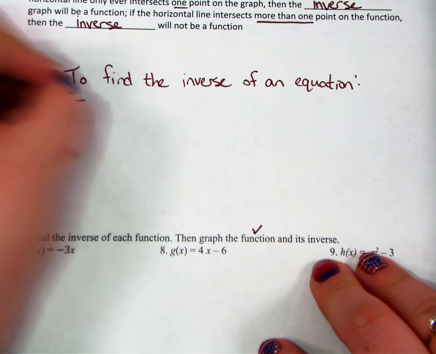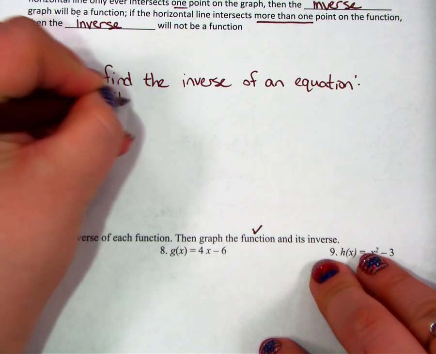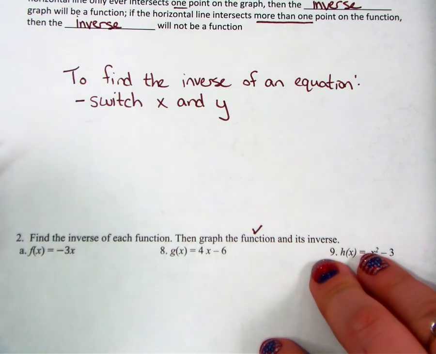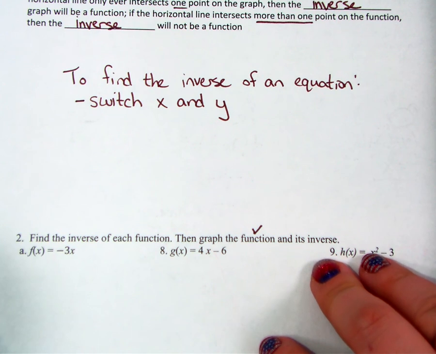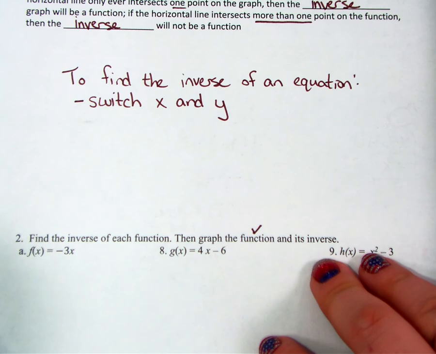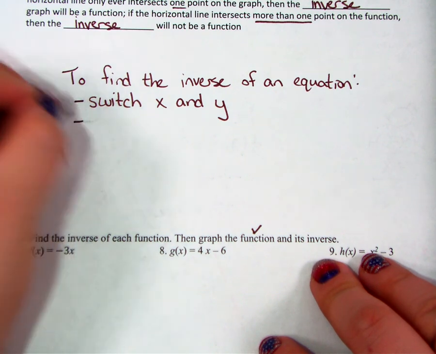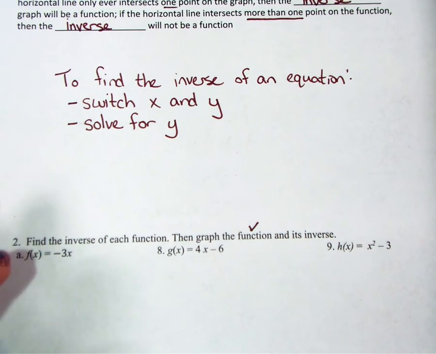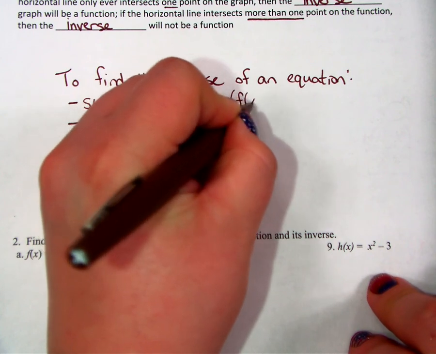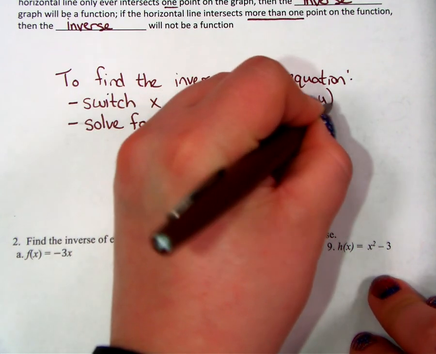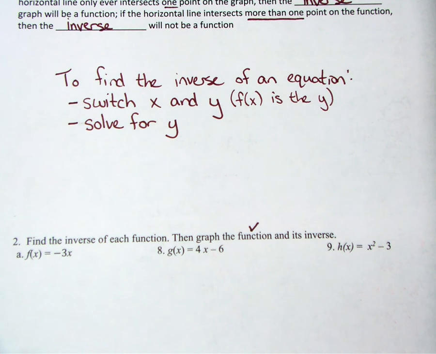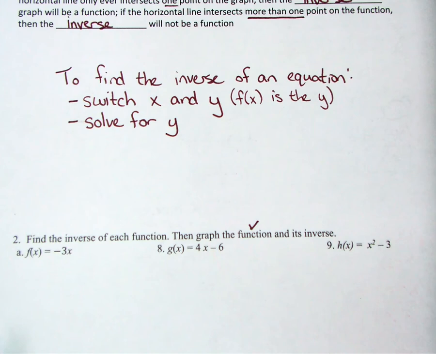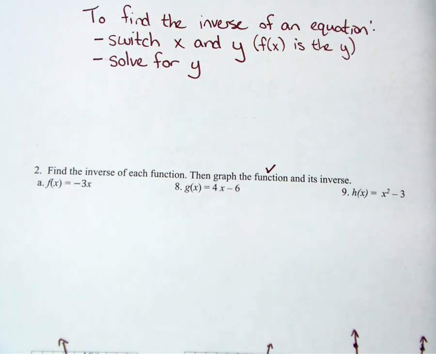To find the inverse of a relation like we did on the other page, the first thing we did, the only thing we did, was switch x and y. And there's just one more step when you're trying to actually find the inverse of an equation or a function. And that step is to solve for y. Keep in mind, guys, that when you see an f of x, that's going to be your y. So let's apply that for each of these functions below.